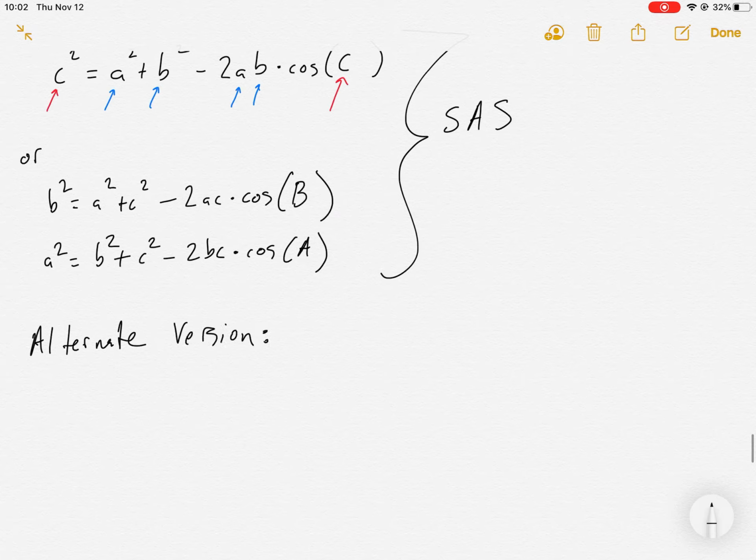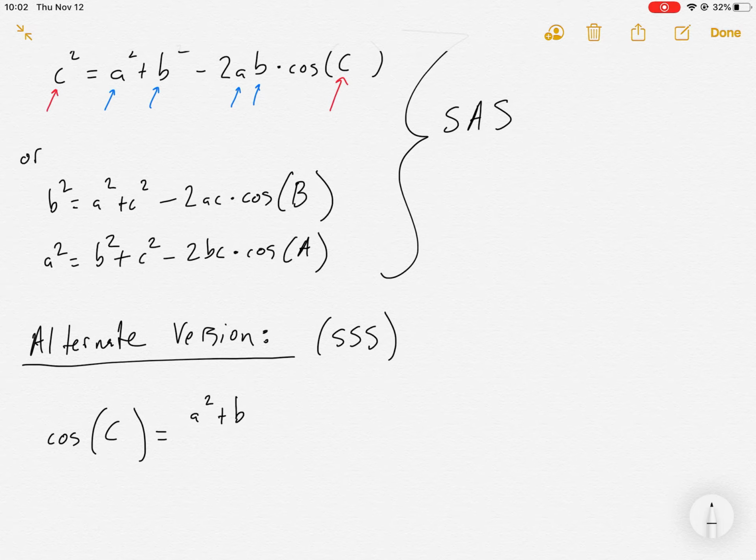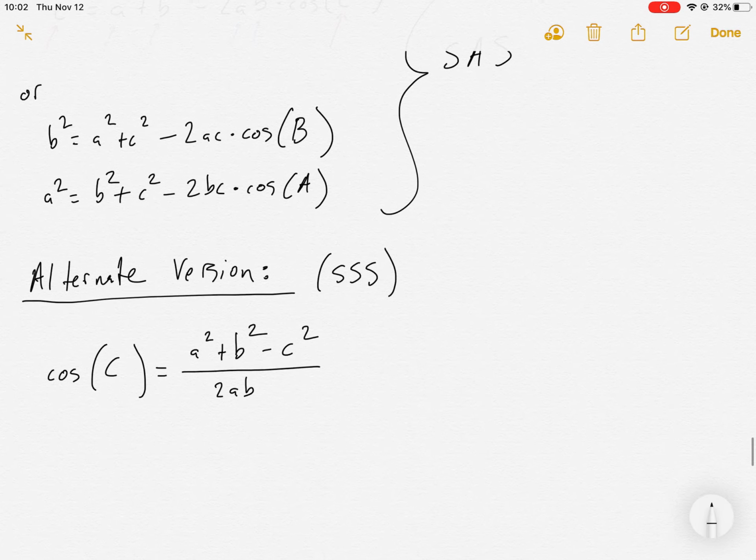And so essentially what we're going to do here, this is for side, side, side. We're going to solve for the angle C instead of the side C. So we would write cosine of an angle equals a squared plus b squared minus c squared, just subtracting that c squared from both sides and then adding the cosine term, divide both sides by 2 times a times b. And so then you would do this and take the cosine inverse.